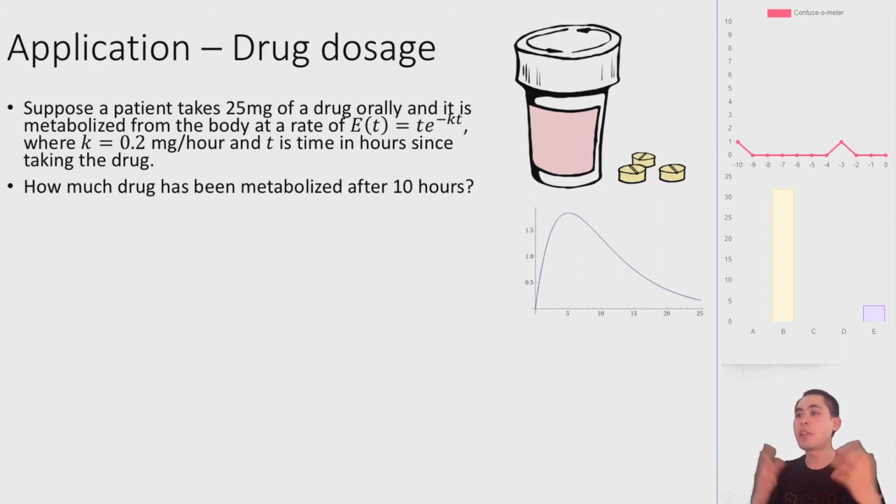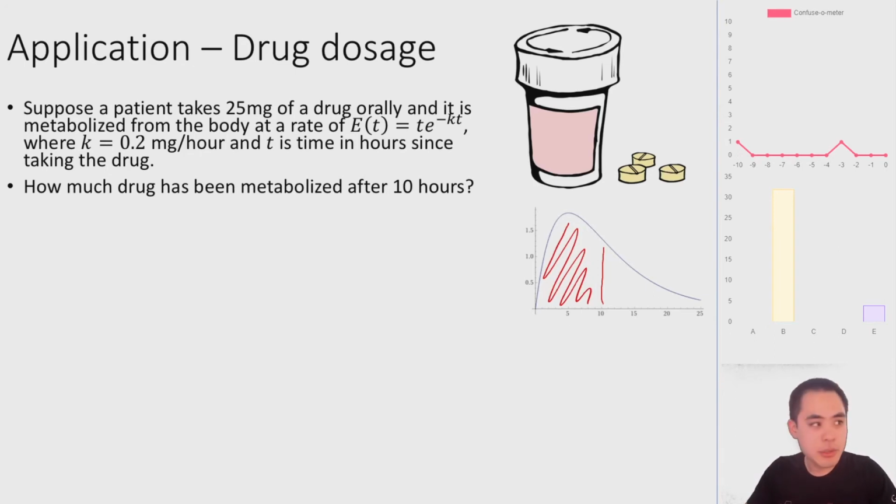So now the question is, how much of the drug has been metabolized after 10 hours? Now, as we've talked about, one of the big advantages of integration is that you can find areas under curves. And so what we want to do is find the area under the curve here.